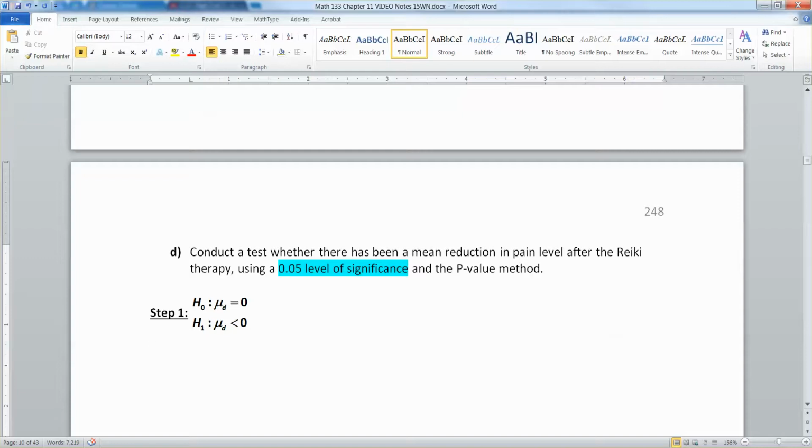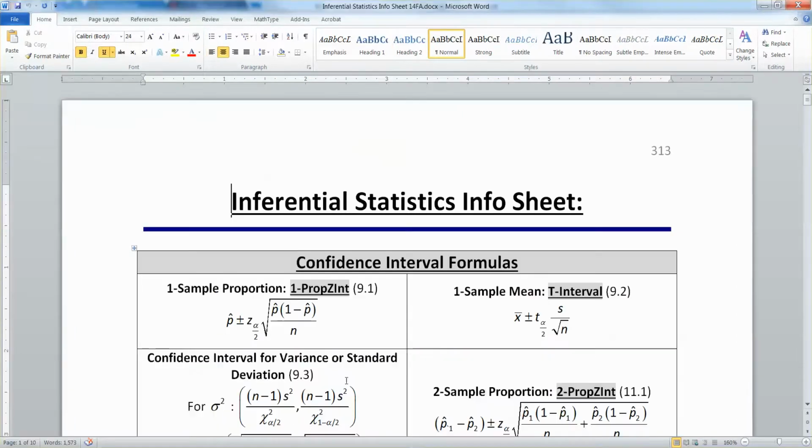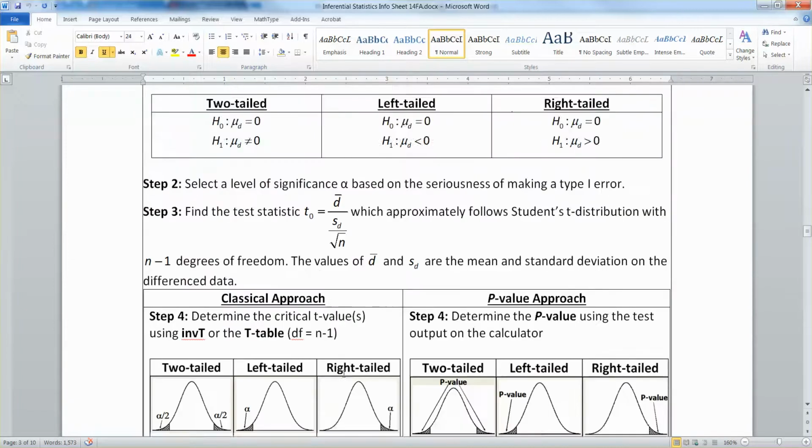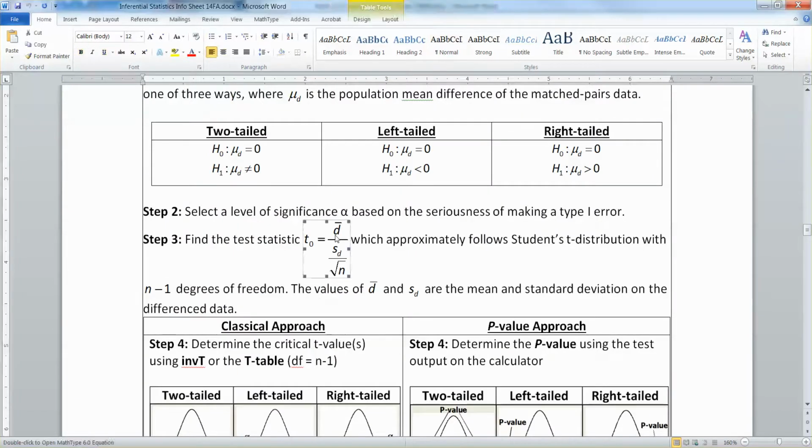When they say level of significance, notice I highlighted it in blue, that's because that's your alpha level. Level of significance is alpha. Now step 3 means that we're going to have to find our test statistic. So let me grab that test so you can see it. So we need d bar minus d0 divided by SD over the square root of n.